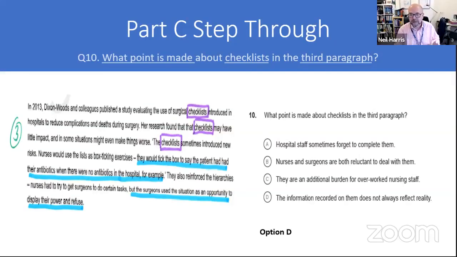So reading: stem, text, options. Listening C: stem, quick look at the options, listen, match. Listening B and reading B are similar.